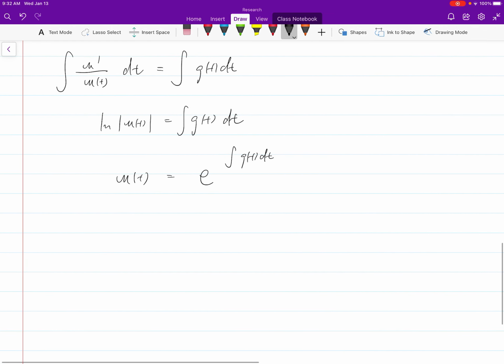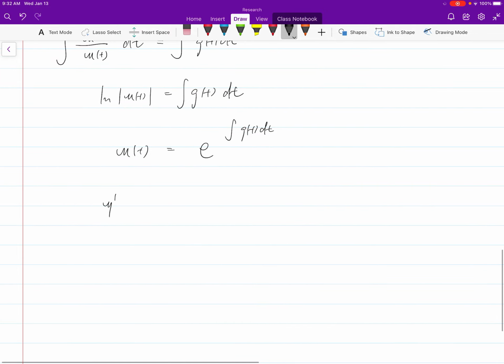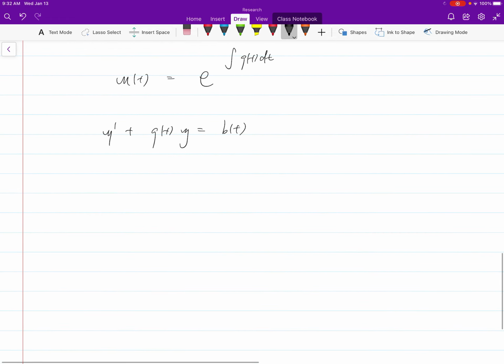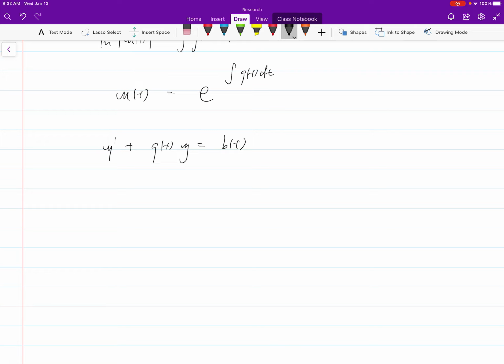Okay. So let's go back and think about what we just did. We started from y prime plus gty equals bt. That's where we started. Now we say, hey, the one on the left, we want to do the integration. Therefore, we're hoping it's coming from some perfect derivative. And we find that it is going to be a product rule.